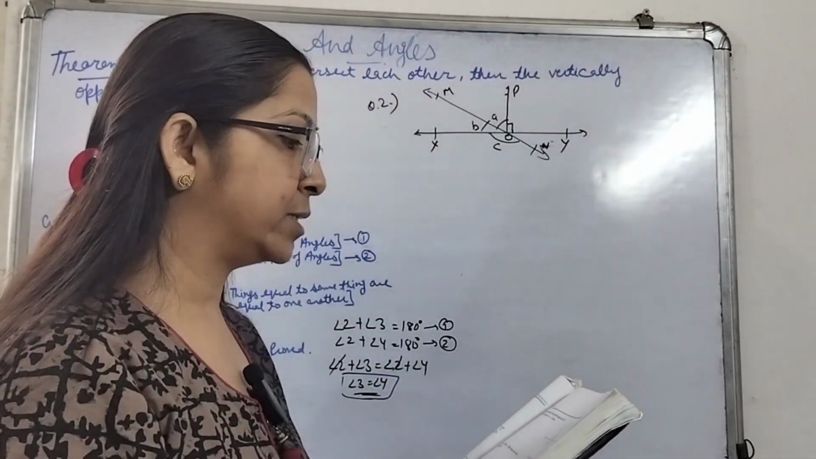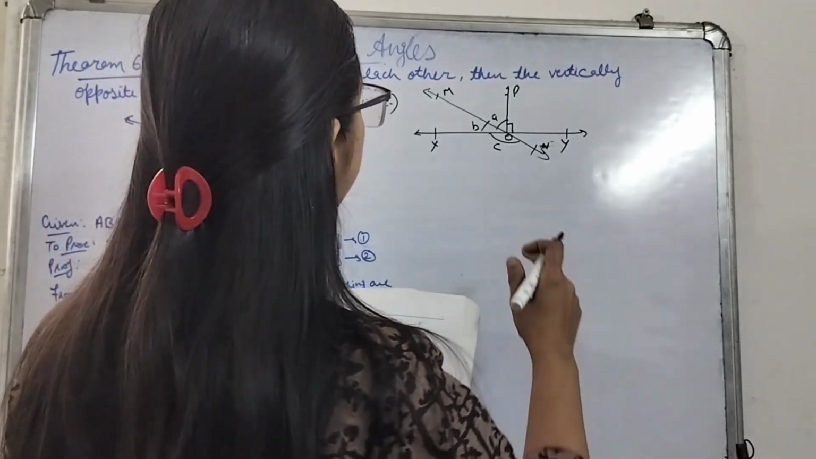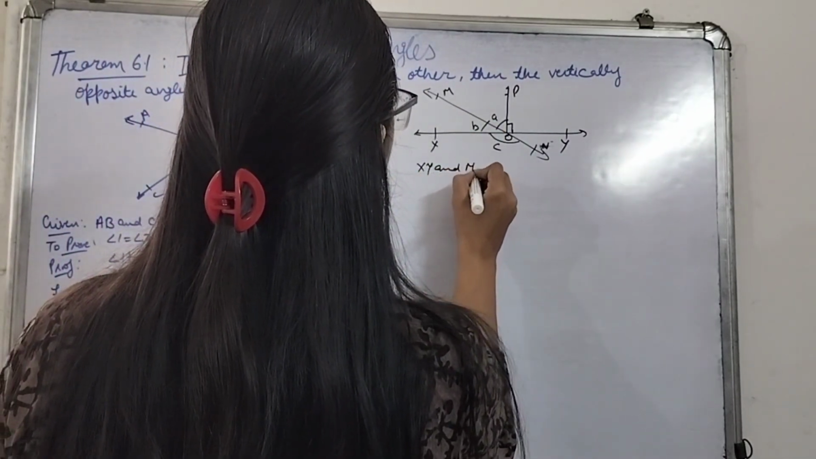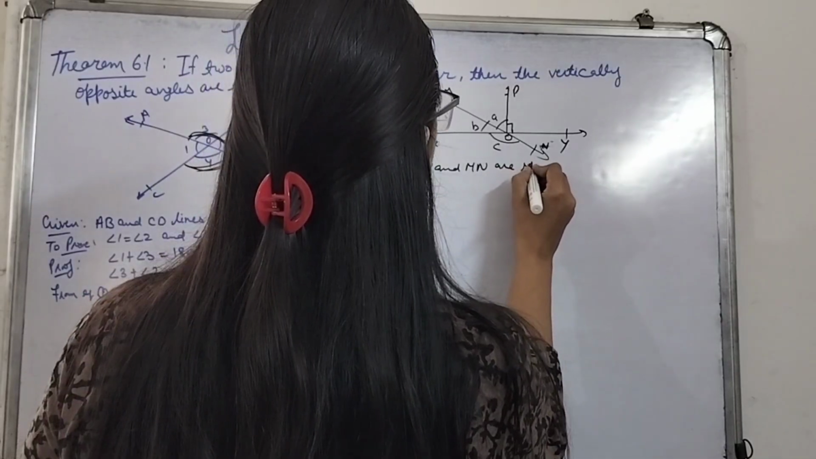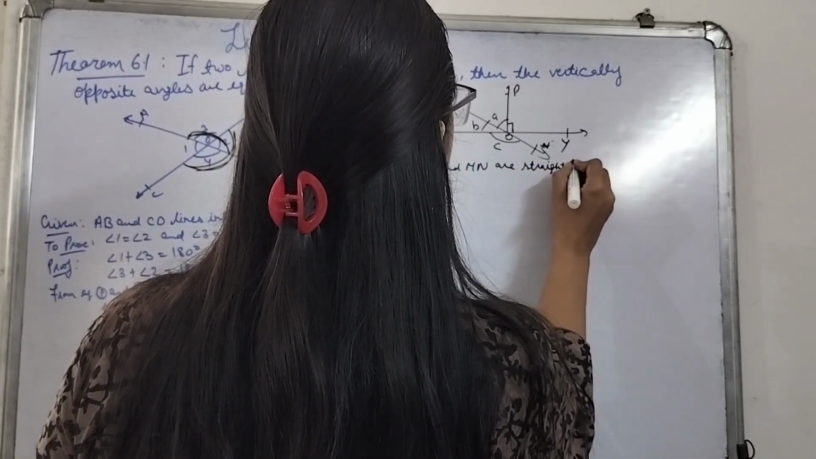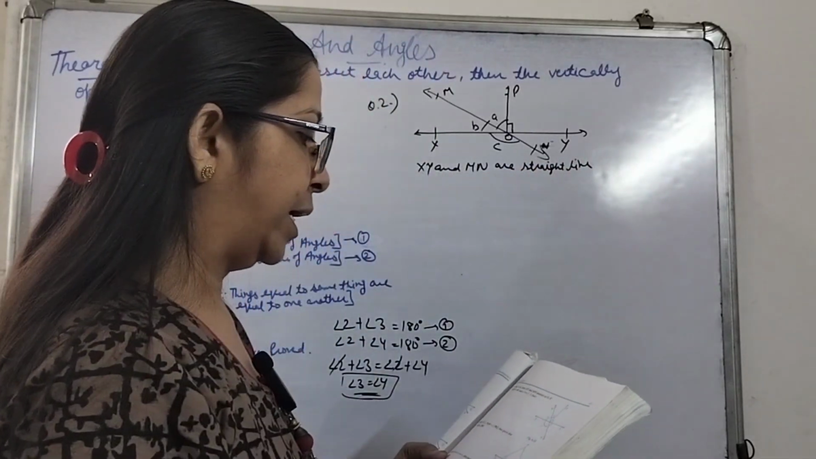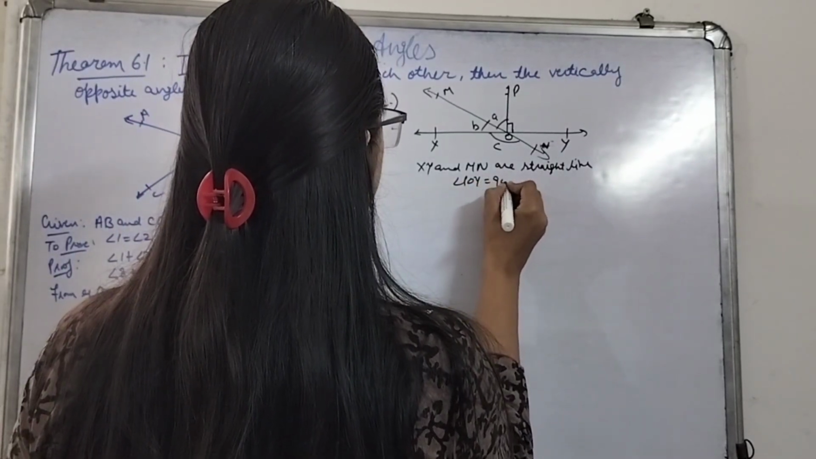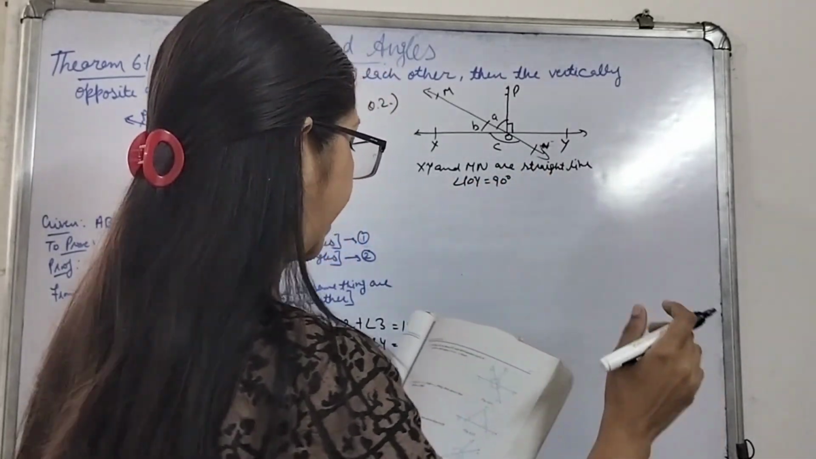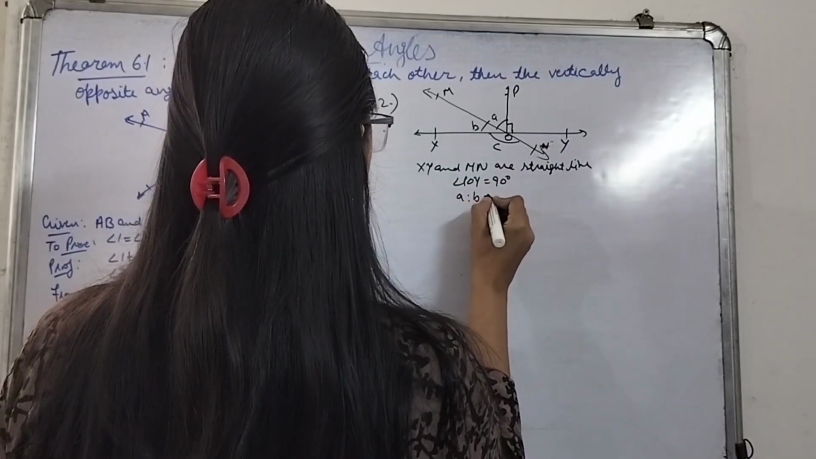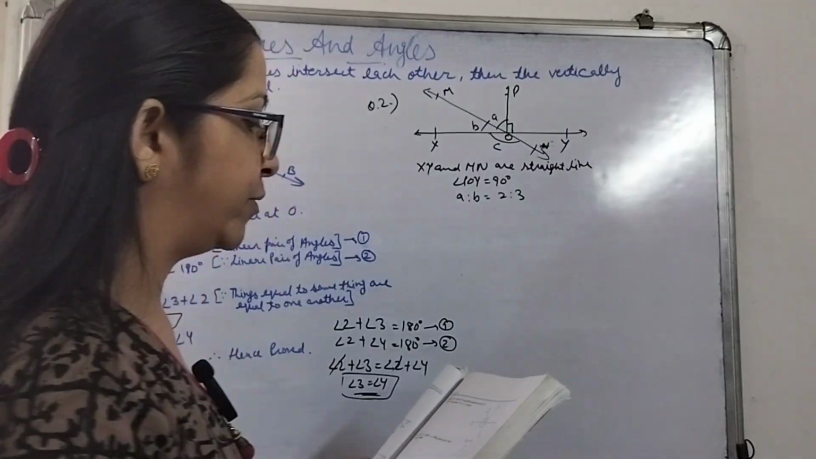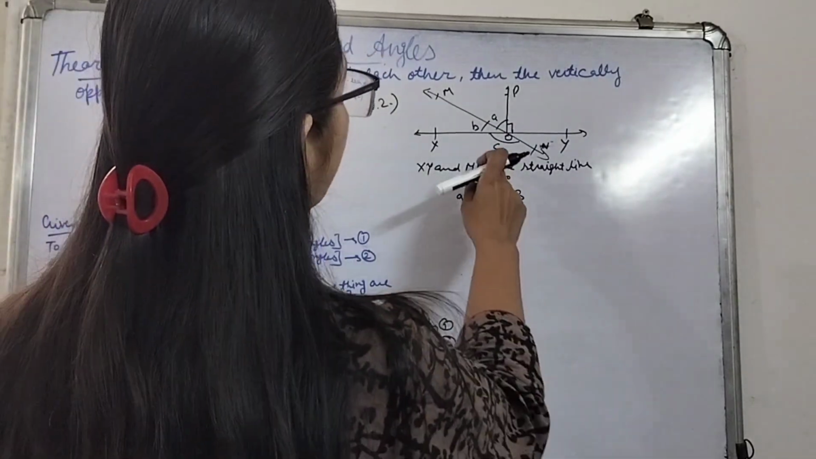Now it is given to us that XY and MN intersect at O. That means it is given that XY and MN are straight lines. And angle POY is 90 degrees, it is also given to us. And A is to B is 2:3. It is also given. We have to find the angle C. We have to find this angle.